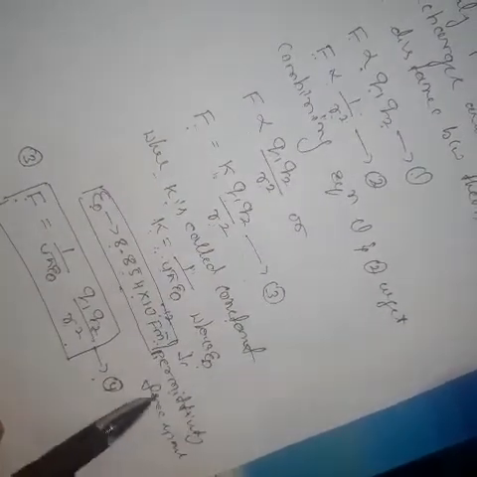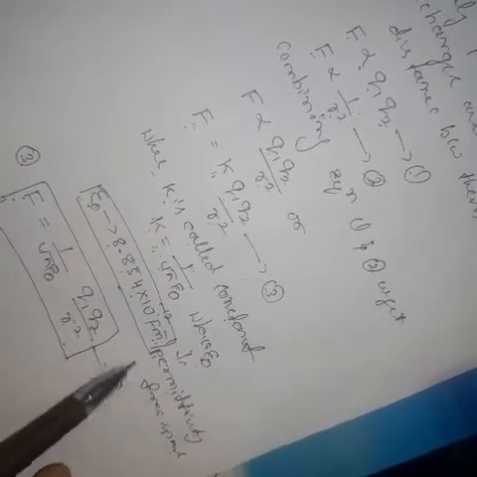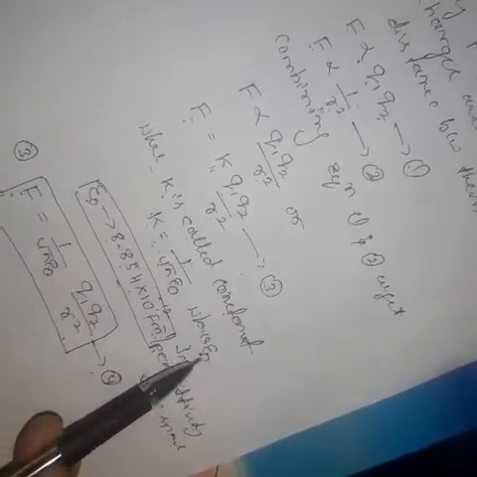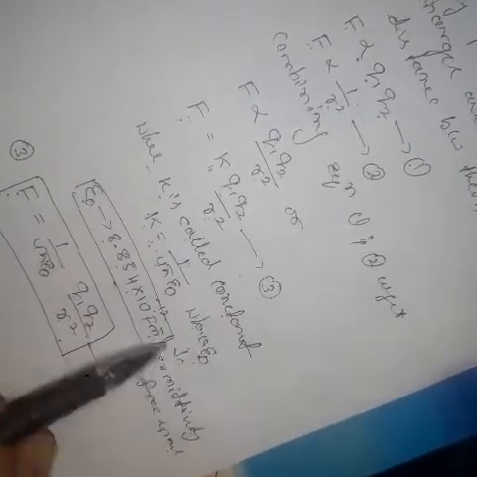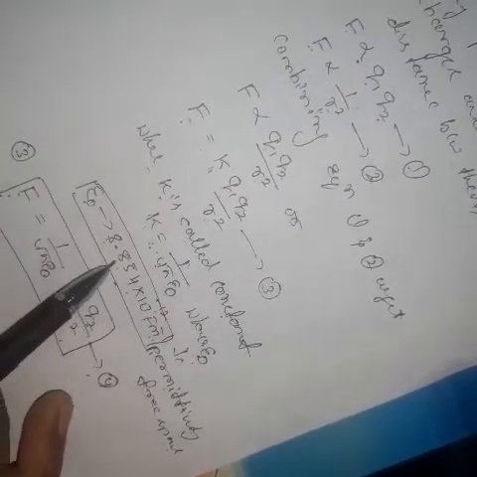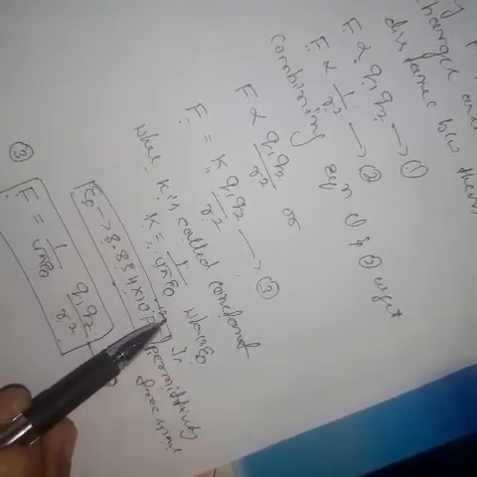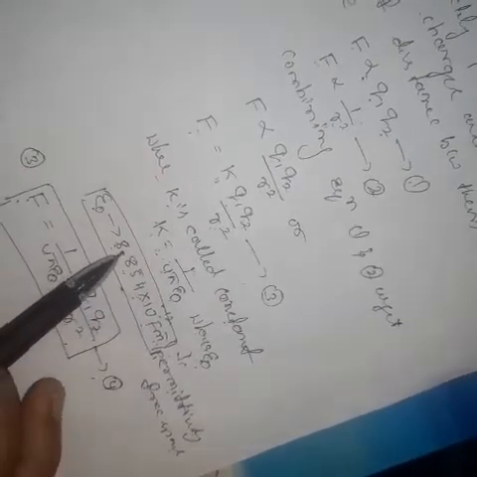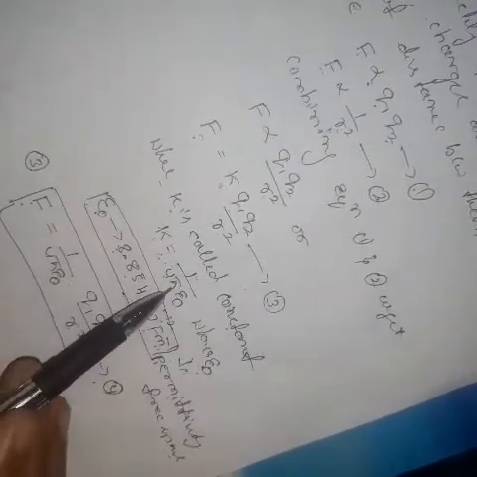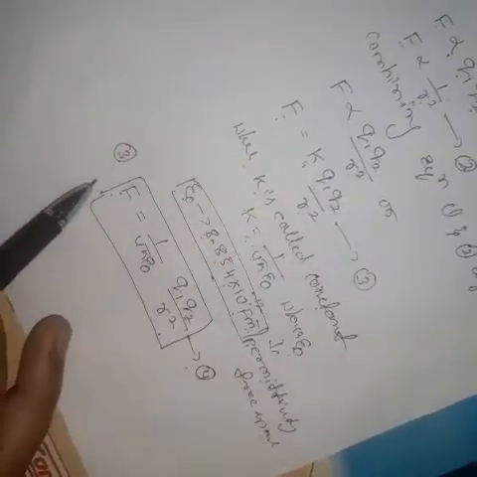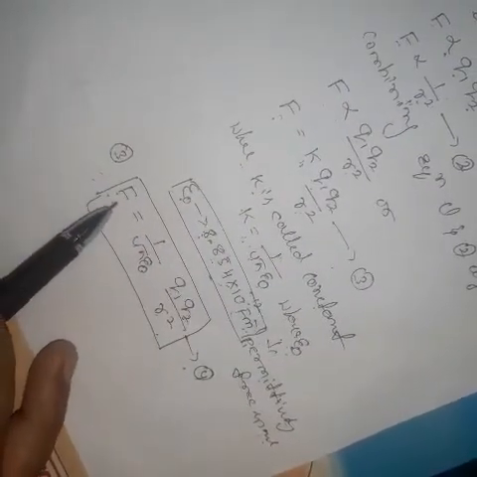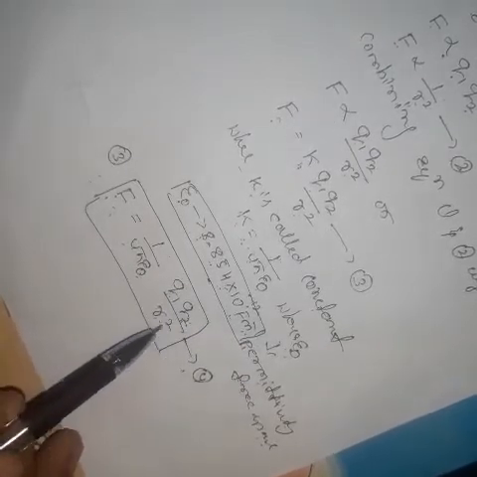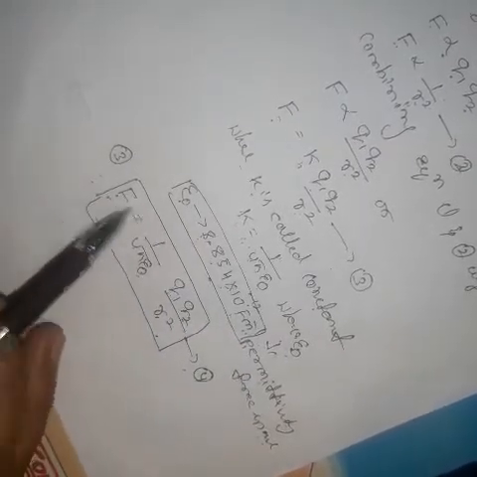the permittivity of free space, a physical quantity. The value of epsilon naught is 8.854 into 10 power minus 12 farad per meter. Substituting this value of k in equation number 3, the equation can be written as F is equal to 1 by 4 pi epsilon naught q1 q2 by r square.